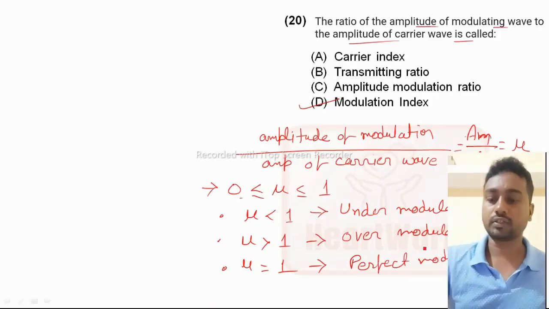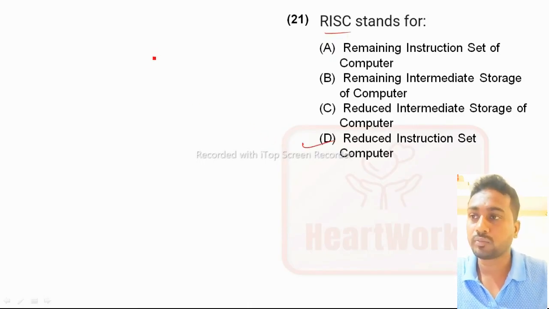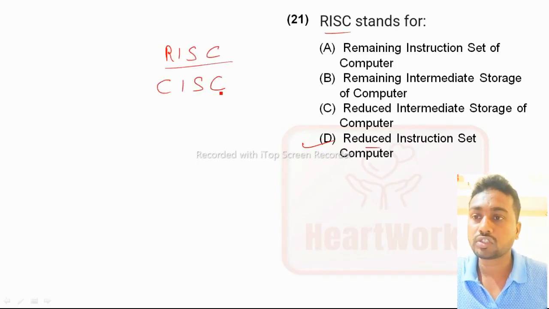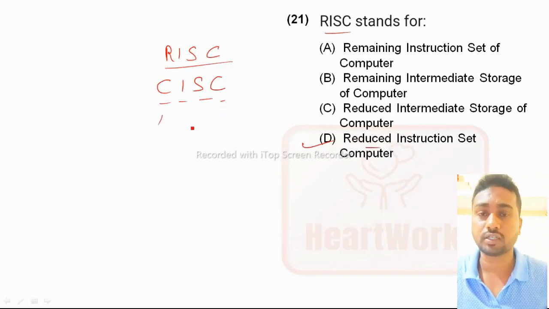RISC stands for reduced instruction set computer. So there are two instruction sets in a computer, RISC and CISC. RISC is reduced instruction set computer, and CISC is complex instruction set computer.